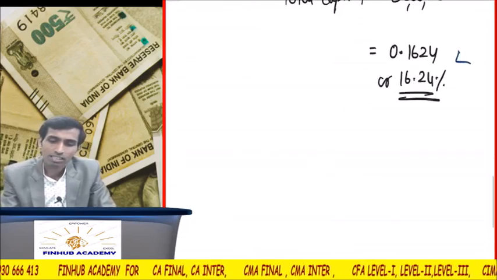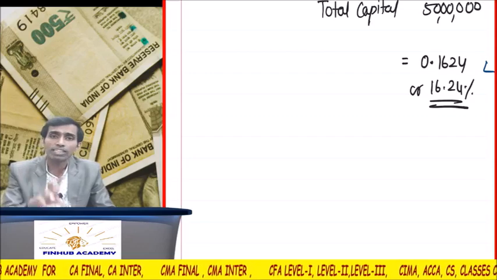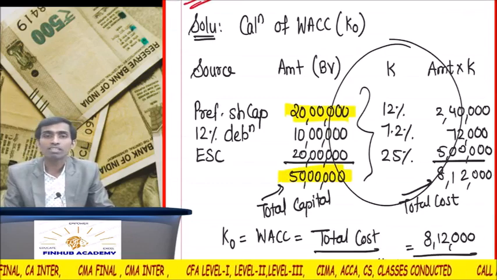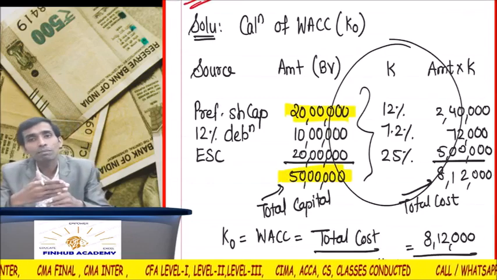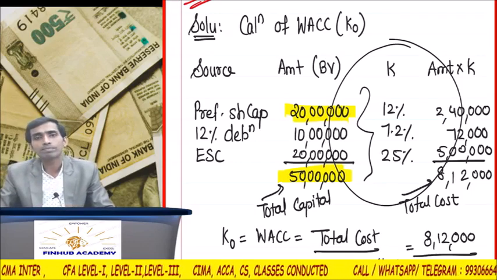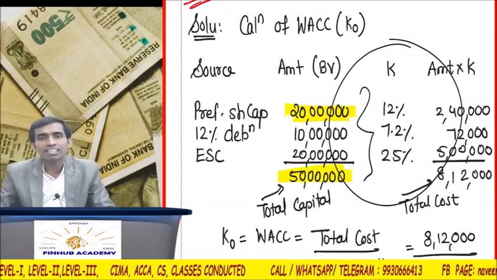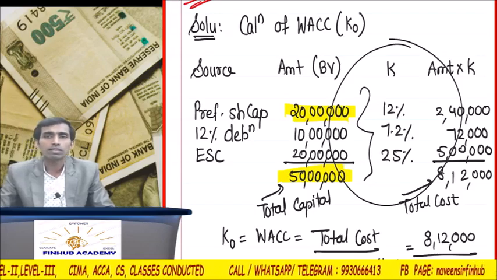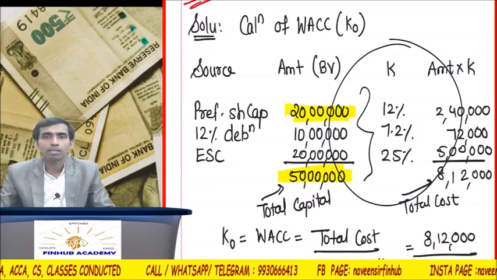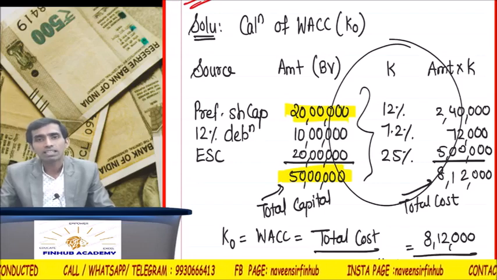Listen carefully, in the previous question what we used is book value as weight. Here we used book value. See, amount in book value. Okay, I'm asking you, if the market value is available, what should be used? Book value or market value? Market value, he is saying. Is it correct? Why market value? What may be the reason?